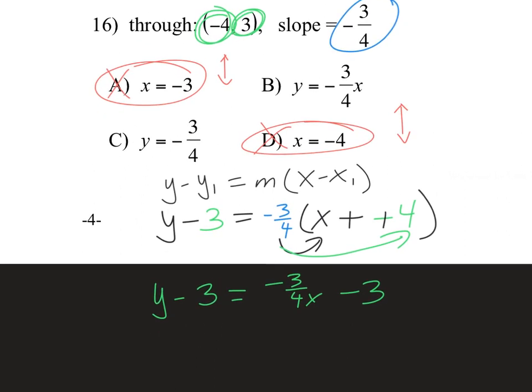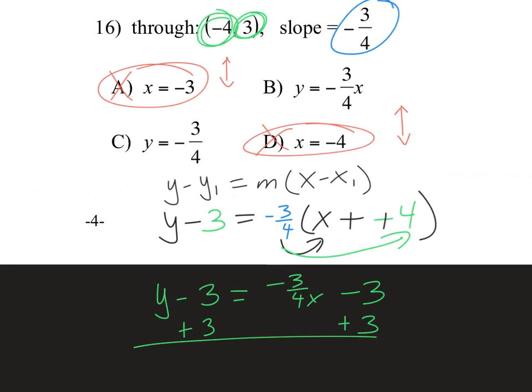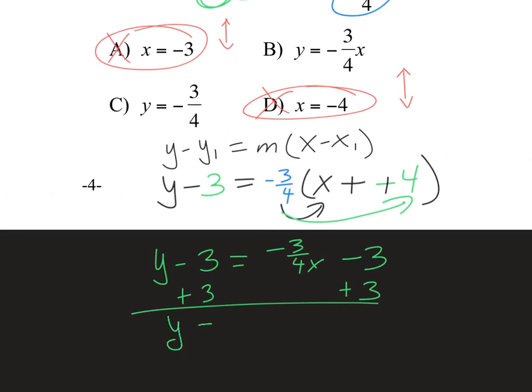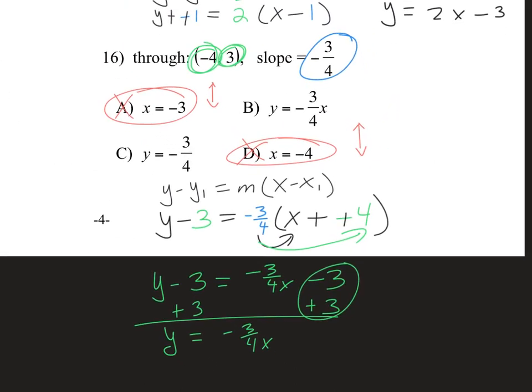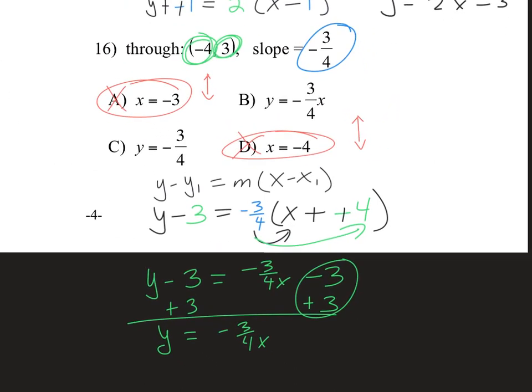You still need to get the y isolated, so I'm going to add 3 to both sides. So I've got a y isolated here, and then negative 3/4 x. Negative 3 plus 3 is 0. So remember that we don't typically write that 0, which is why the answer we need is going to be answer B.